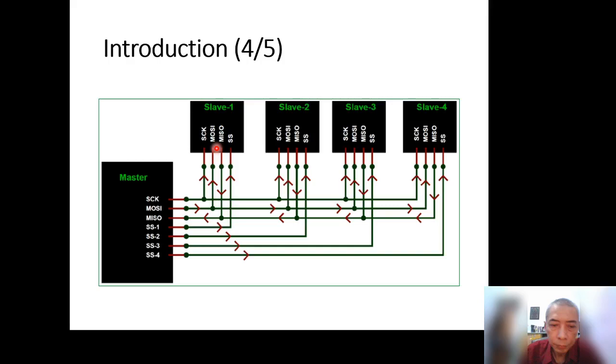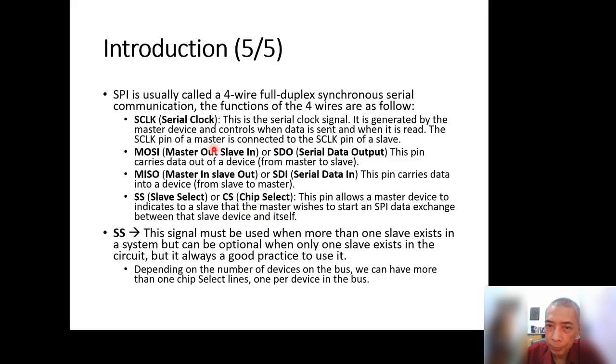One to transfer the data and one to receive the data. So they call this a four-wire full duplex synchronous serial communication. The function of the four wires is as follows, as I mentioned before. The first is SCLK, or serial clock. This is the serial clock, and it is generated by the master, not by the slave, and controls when data is sent and also when it is read.